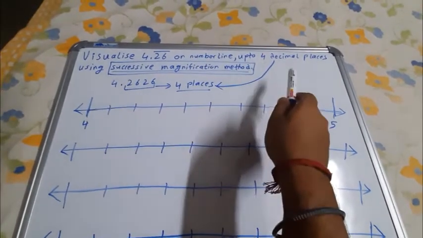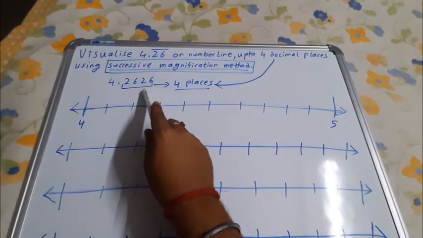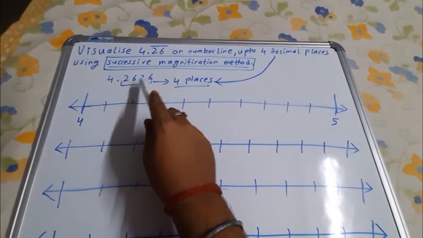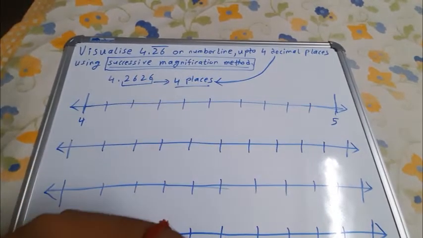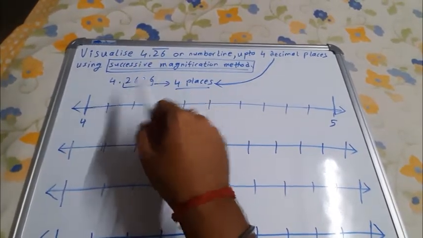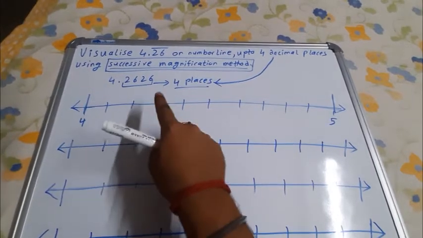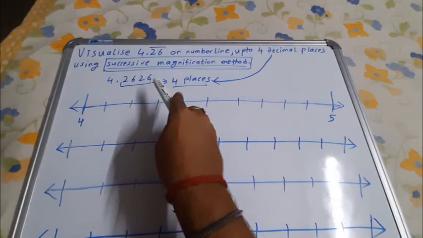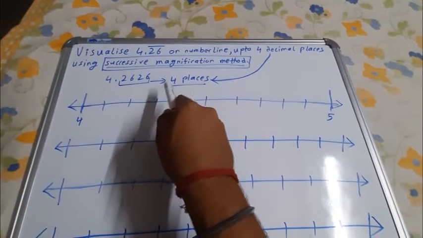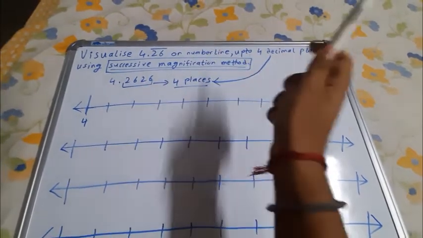4 decimal places means, see, I have taken 4.2626. 1, 2, 3, 4 places after the decimal. This is the actual meaning of 4 decimal places. After the point I have to take 4 digits. Now this method is known as the successive magnification method.